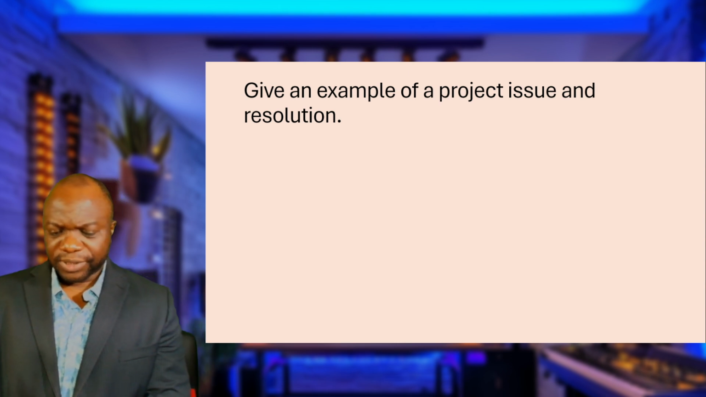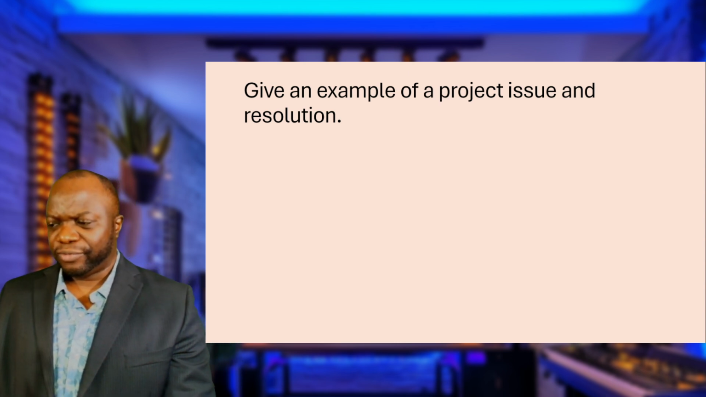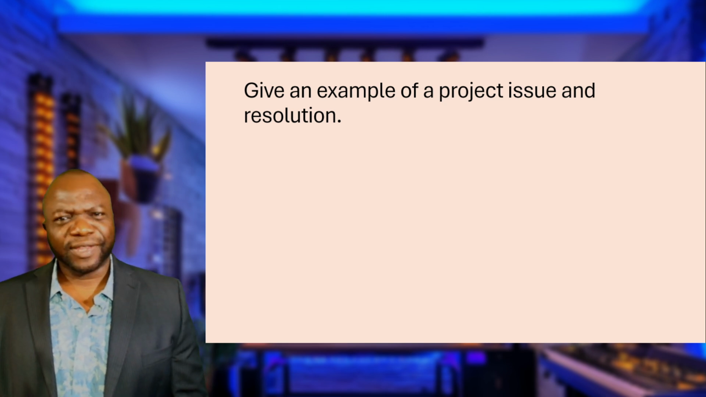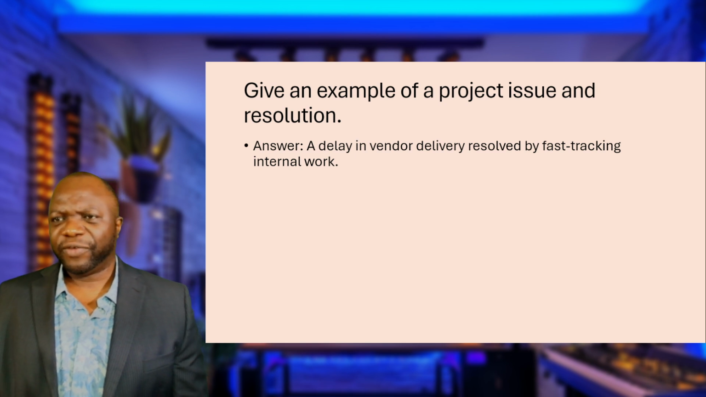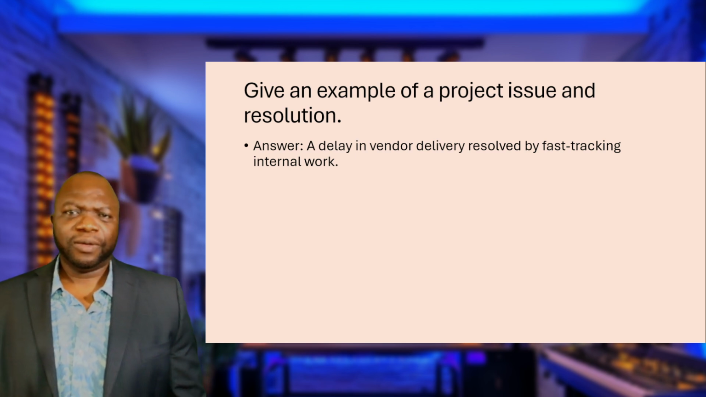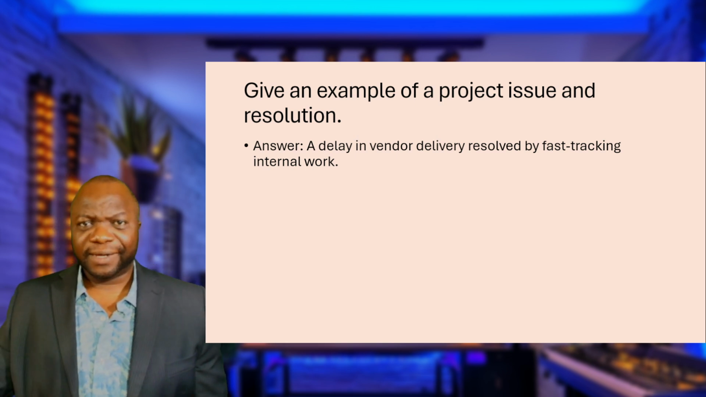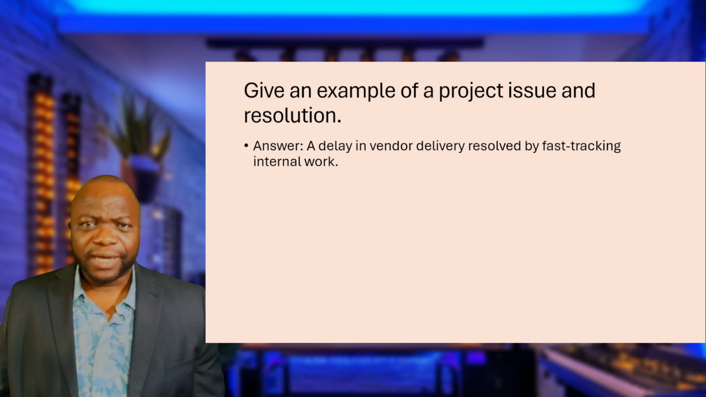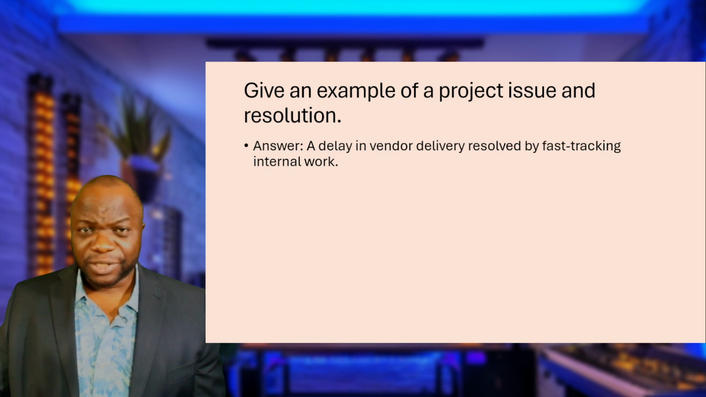All right. Next one says, give an example of a project issue and resolution. So, how did you resolve an issue? You've got to think creatively for yourself. A delay in vendor delivery resolved by fast tracking internal work, or a delay in the schedule resolved by collaborating with vendors and stakeholders to find a bespoke solution.